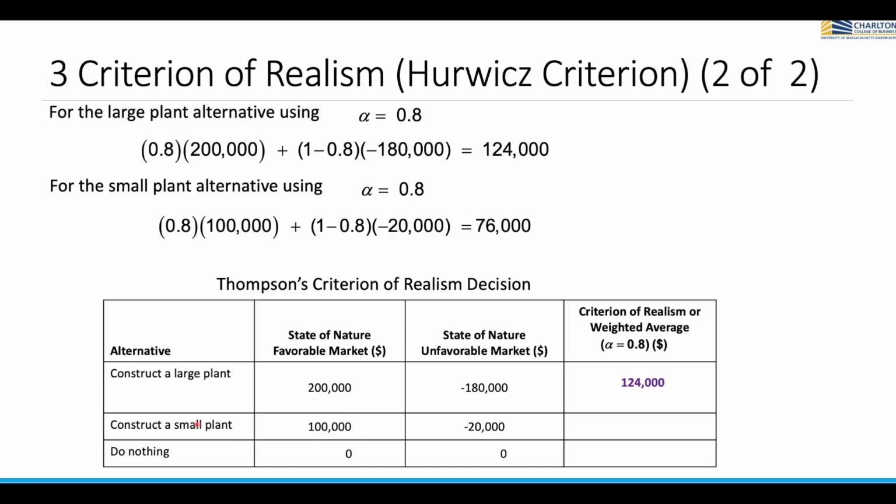124,000. Similarly, for the small plant, 80% we are optimistic that we get the best payoff, so 80% of $100,000 plus 20% of losing 20,000, so 20% of the worst payoff. That gives us $76,000, and for doing nothing, the weighted average is zero. So we will choose the best weighted average among these options, which is 124,000. This is the Hurwitz criterion or realism criterion.